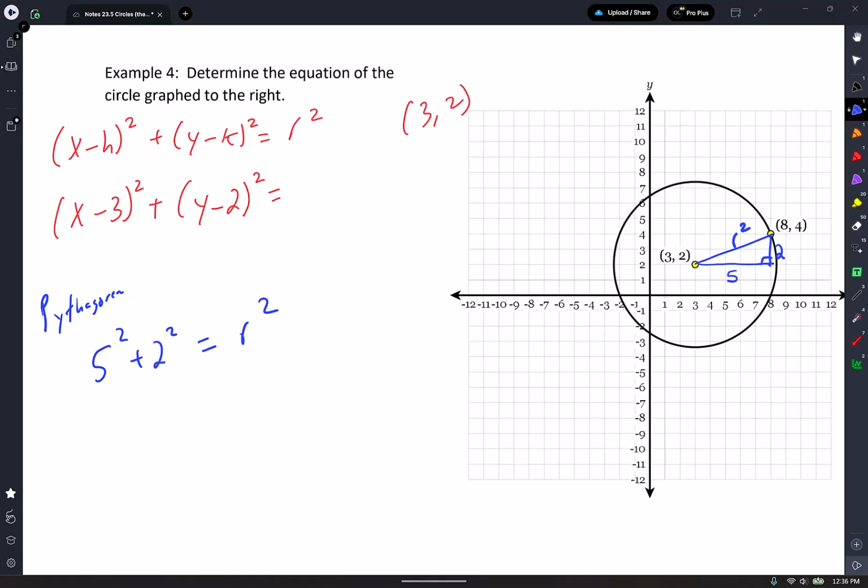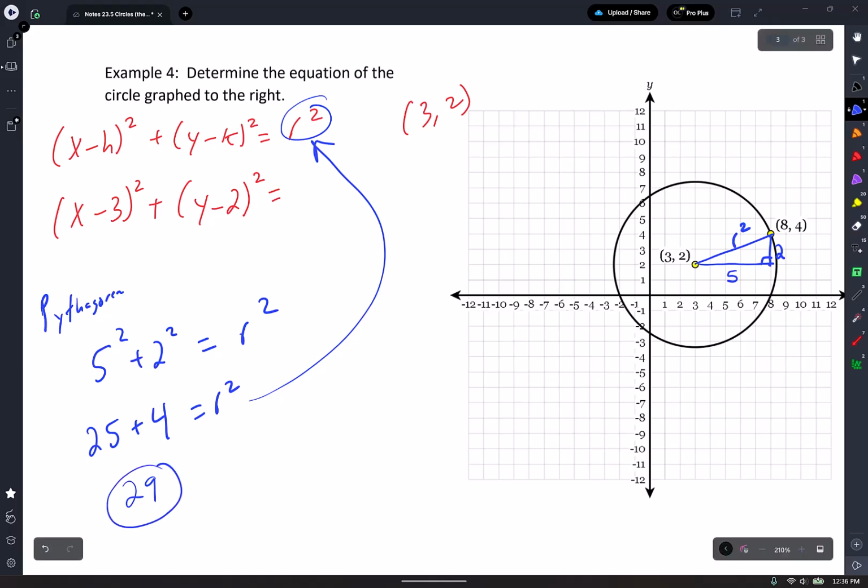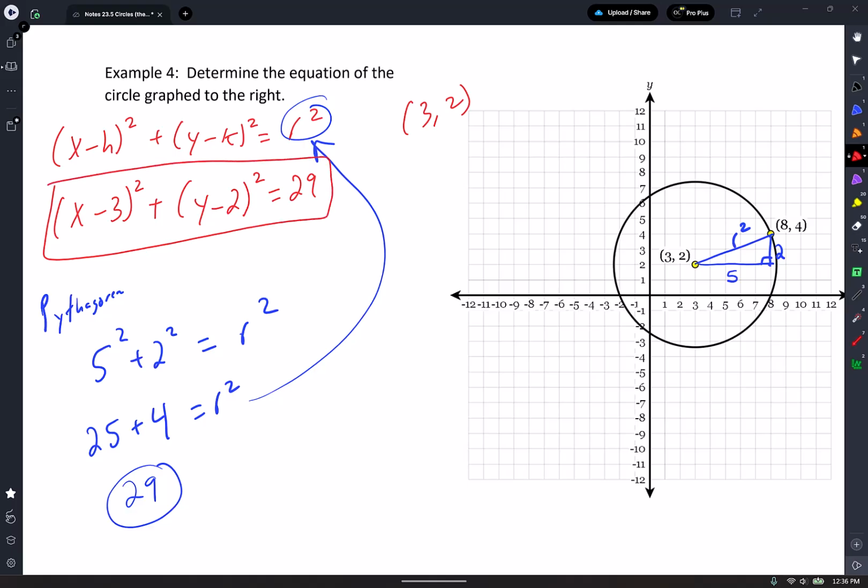What's 5 squared? 25. What's 2 squared? 4 equals r squared. Look, don't do any simplifying. That says r squared. I'm just going to substitute 25 plus 4. Put that right there. 29. Yeah, because you don't need a square root. If they were to ask what's the radius, then you would say it's the square root of 29, whatever that is. And that's it. Yeah, we're done.